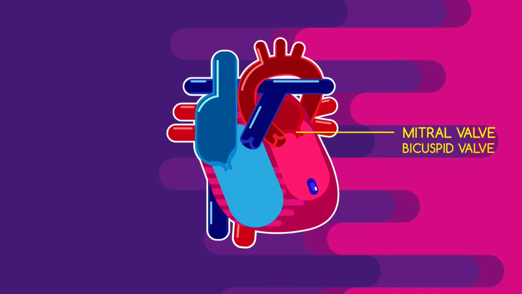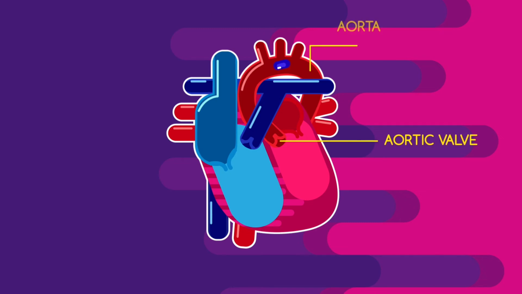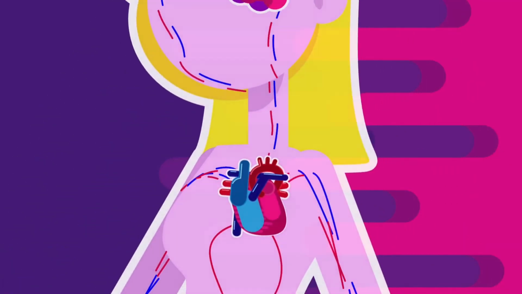Like all other valves before it, the mitral or bicuspid valve is designed to ensure one direction blood flow. The real magic happens in the left ventricle, when it contracts powerfully. This sends the new oxygenated blood through the aortic valve into the aorta. And then off the oxygenated blood goes all around your body.